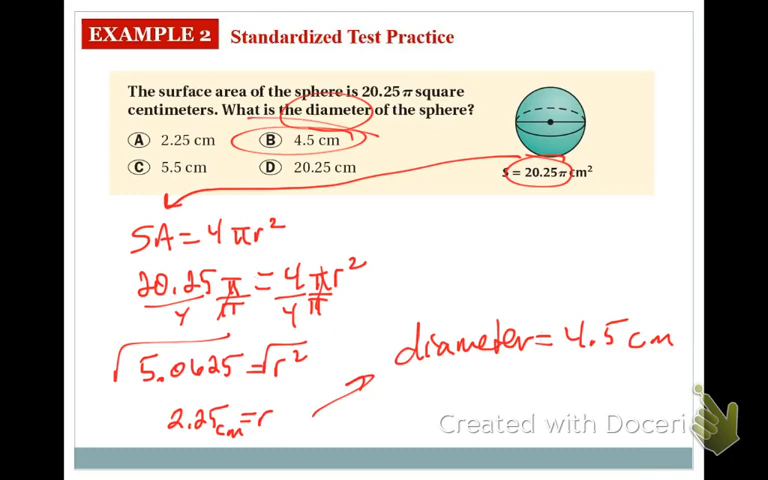So pay attention to your answer choices. Make sure you know what you're looking for. 2.25 is an answer choice for you, but that's not what we wanted, right? We wanted the diameter, not the radius. So you always want to be careful about that kind of stuff.